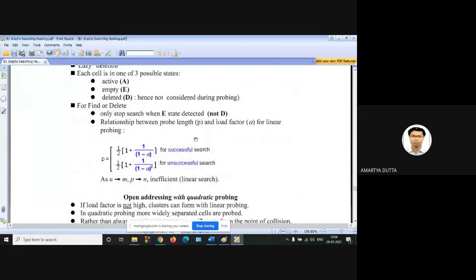Now the relationship between load factor and probe length for linear probing: for successful search, it is half of 1 plus 1 by 1 minus alpha, and for unsuccessful search, it is half of 1 plus 1 by 1 minus alpha squared. These formulas are helpful for doing mathematical problems.